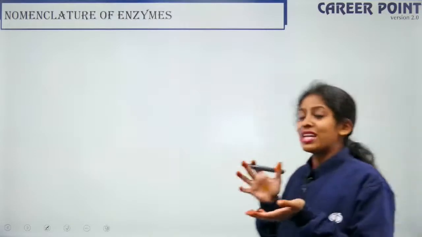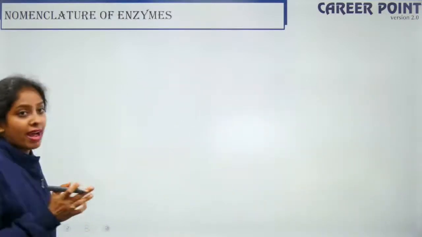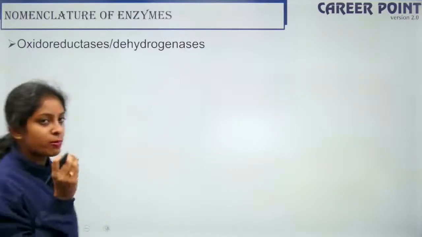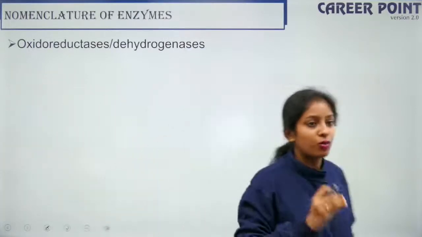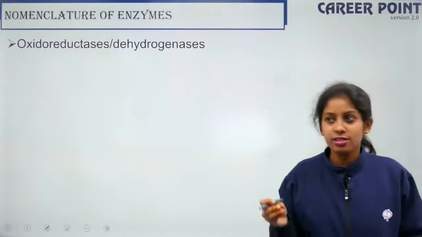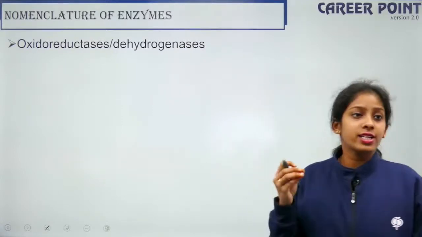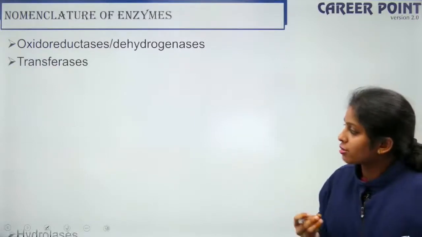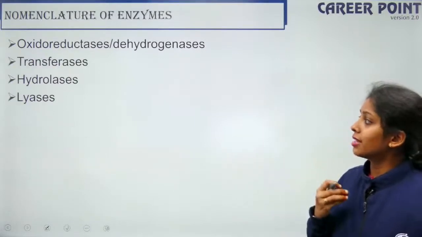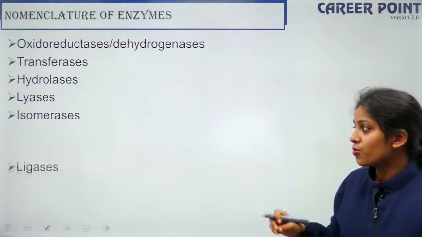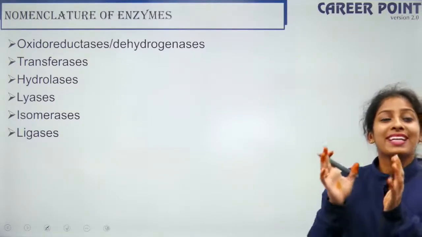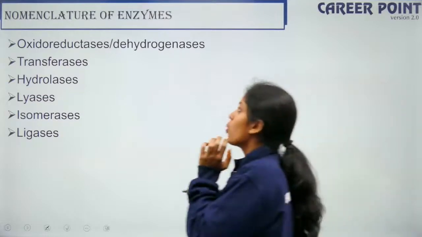Right, so how do you name the enzymes or how do you classify them? You have a lot of ways, right? So what are the ways? There are 6 ways by which you can classify enzymes. The first way is oxidoreductases, also known as dehydrogenases. Then you have transferases, hydrolases, lyases, isomerases and ligases. These are the 6 ways by which we can classify enzymes. So let's go one by one.